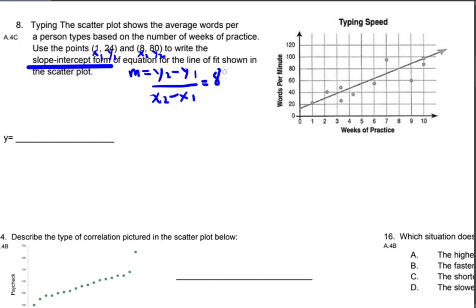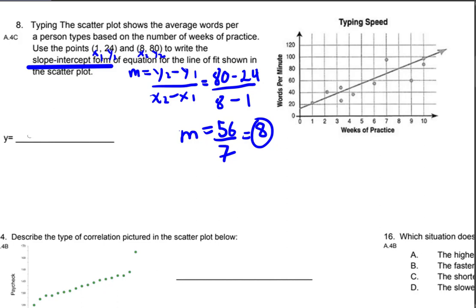We have 80 minus 24 over 8 minus 1, which is equal to, what's 80 minus 24? That's going to be 56, right? Divided by 7. I did that right? 80 minus 24, yeah, 56. 56 divided by 7 is equal to 8. Cool. So this is my slope. My m is equal to 8.